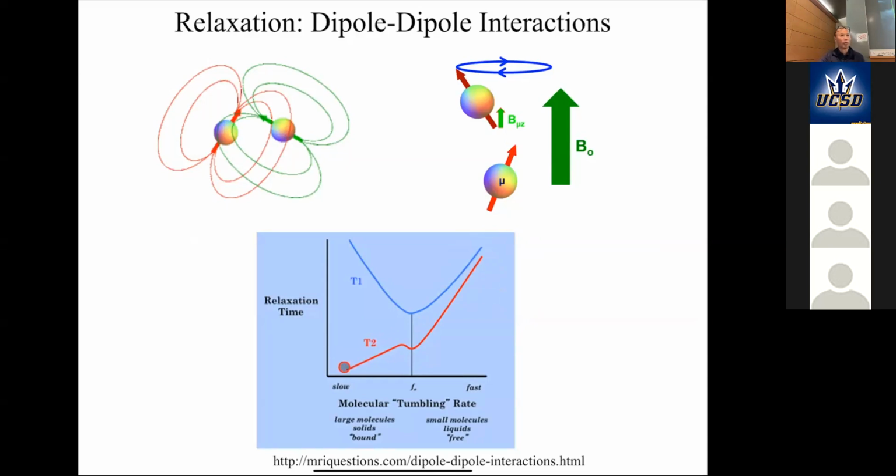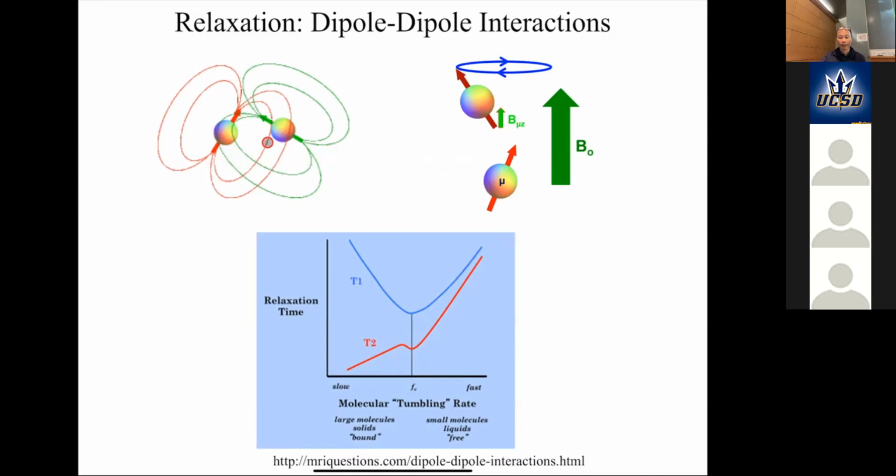If I'm in bone or tendon or ligament, where things are very bound, then I'm going to have very short T2s, on the order of less than a millisecond. So the signal just disappears almost immediately. And somewhere in between, like in brain, it's typically on the order of 100 milliseconds. So the question is, what's going on here? Why does this have a very different shape?